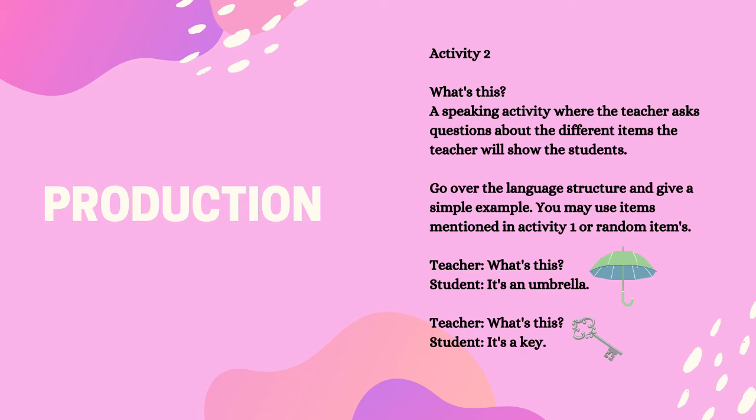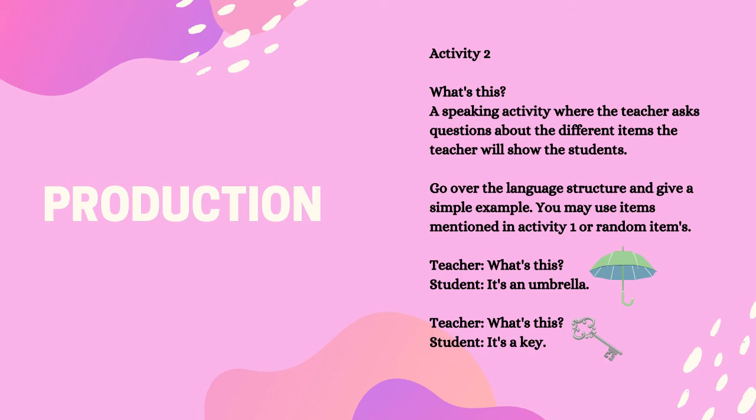So you can write out the examples on a whiteboard or a piece of paper and just show it to the student. What's this? And the item can either be on a flashcard or it can be an actual physical item. What's this? It's an umbrella.